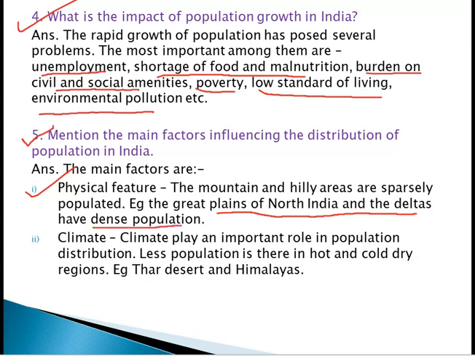Next is climate. Climate plays a very important role in population distribution. Yes, obviously we all want to live in a climate which is suitable for us, which is good for us. So fewer people will live in hot and dry climate areas like the Thar Desert and Himalayas. Very few people want to live in those areas.